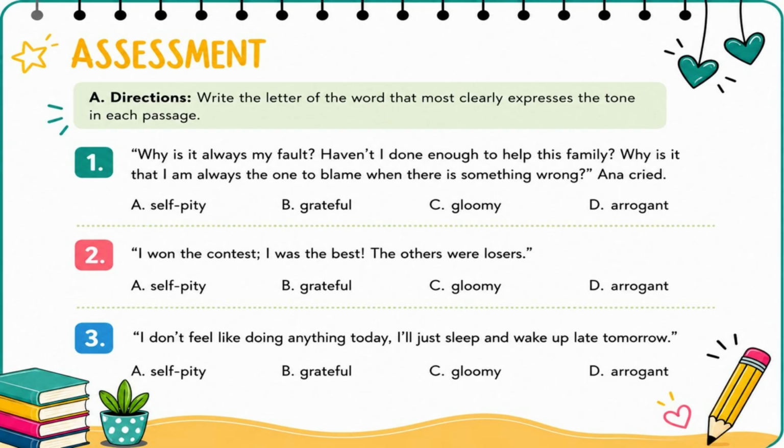Number 2. I won the contest. I was the best. The others were losers. A. Self-pity. B. Grateful. C. Gloomy. D. Arrogant. Number 3. I don't feel like doing anything today. I'll just sleep and wake up late tomorrow. A. Self-pity. B. Grateful. C. Gloomy. D. Arrogant.